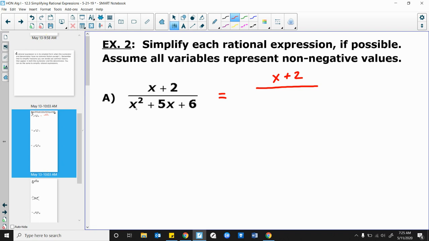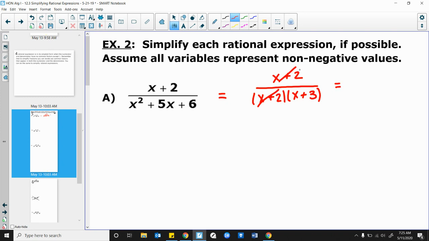Here, we need to factor this. What multiplies to get me 6 that adds to get me 5? In this case, it's going to be x plus 2 and x plus 3. The reason for that, 2 and 3 multiply to get me 6, and 2 plus 3 adds to get me 5. Now, here's what we can do. I have an x plus 2 on the top and an x plus 2 on the bottom. If I take x plus 2 divided by x plus 2, I get 1. These cancel each other out. They don't change the expression at all.